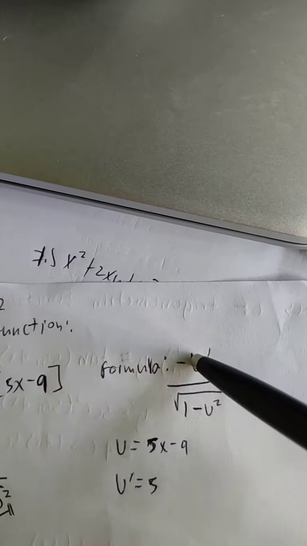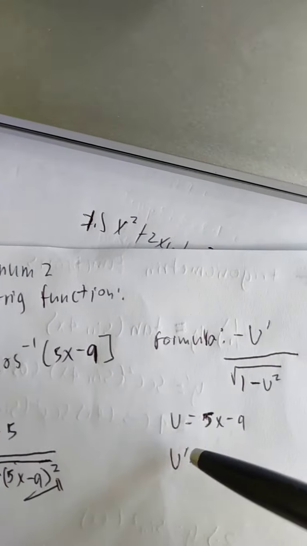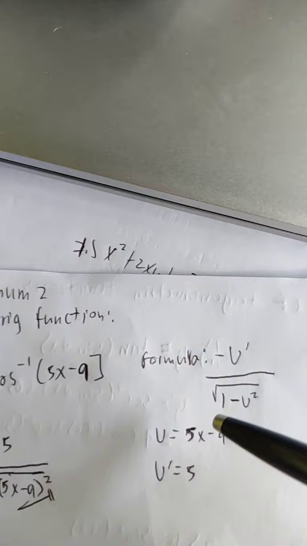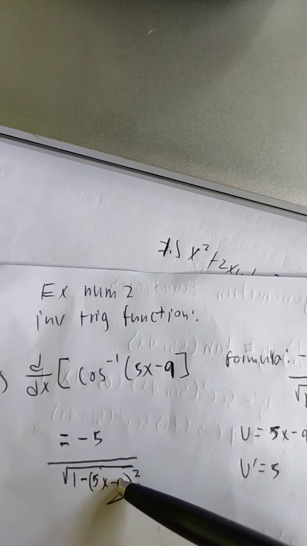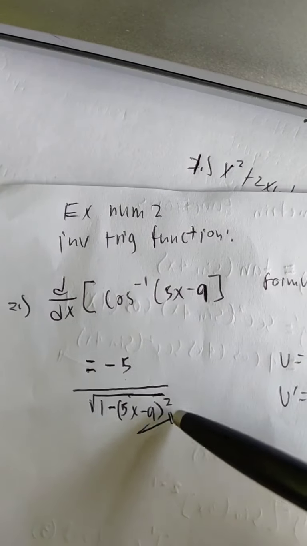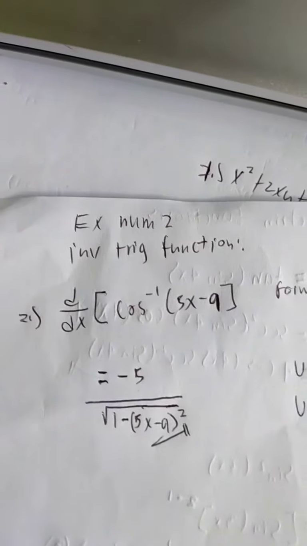We're gonna input this here as our formula, the negative u prime. So our 5 would be negative 5 because that's our u prime, all over the square root of 1 minus u, which is 5x minus 9, squared. So this is our final answer for the inverse cosine trigonometric function.